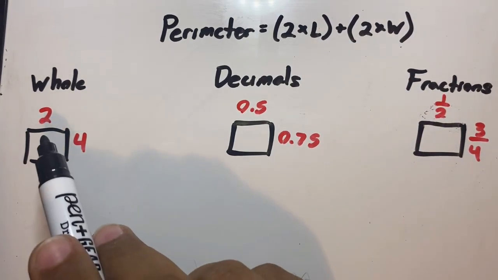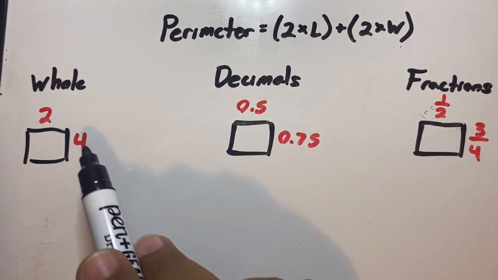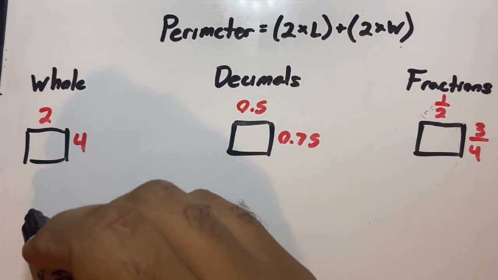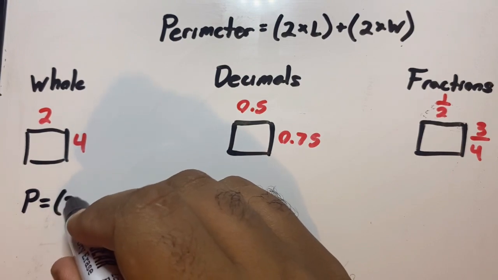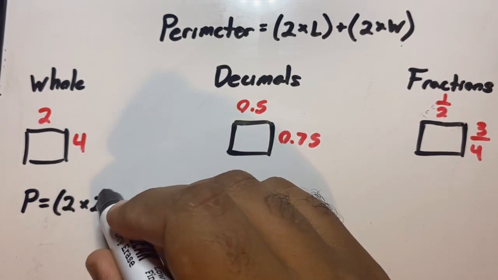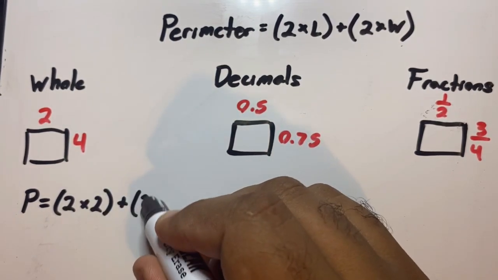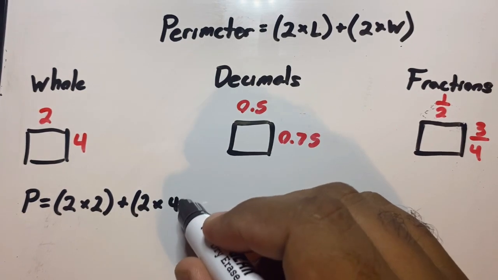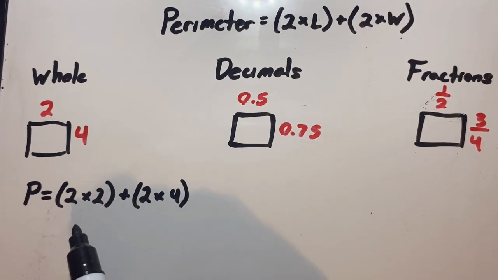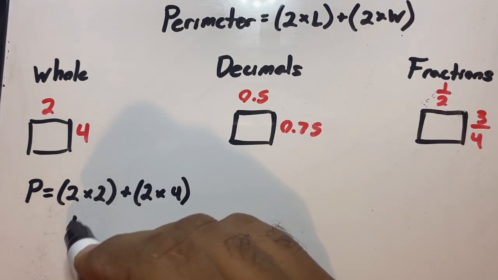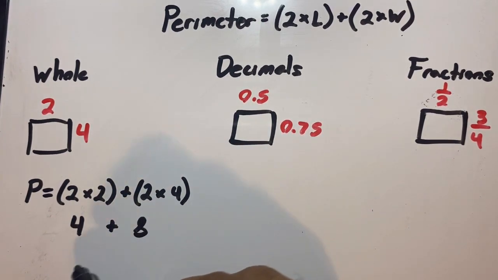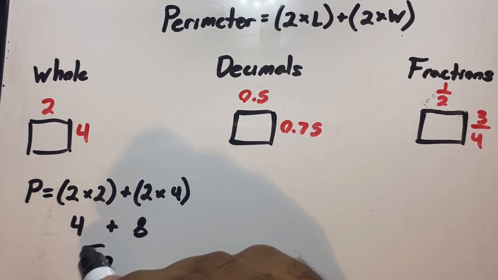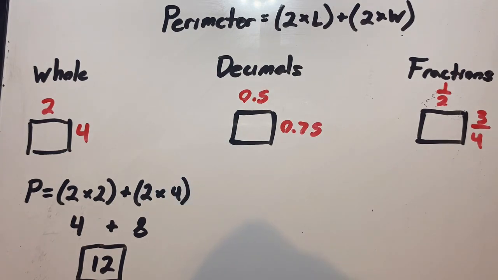So over here we have the whole numbers as 2 and then 4. So we will rewrite our formula like this. P equals 2 times 2 plus 2 times 4. So 2 times 2 is 4, and then 2 times 4 is 8. And then we just figure this out. 4 plus 8 is 12. So our answer for the whole number is 12.